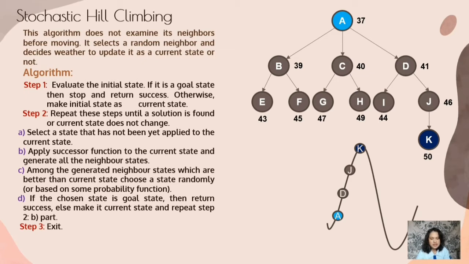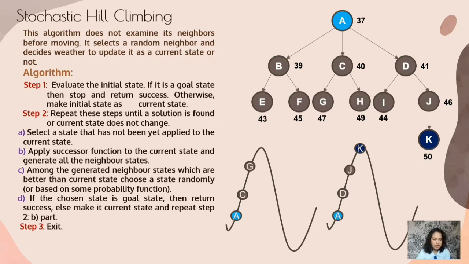But the downside of stochastic hill climbing is this: since we go back to A as the initial state, and B, C and D, with values 39, 40 and 41, are all better than 37, what if it randomly chooses 40, which is C? Then C becomes the initial state, and it will choose between G or H, which are 47 or 49, values that are better, higher than 40. So it can choose between G or H. In our case, it chose G.